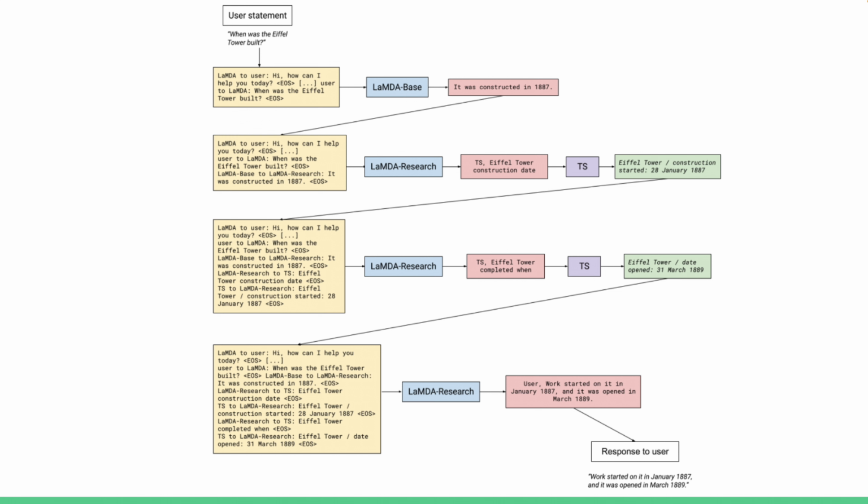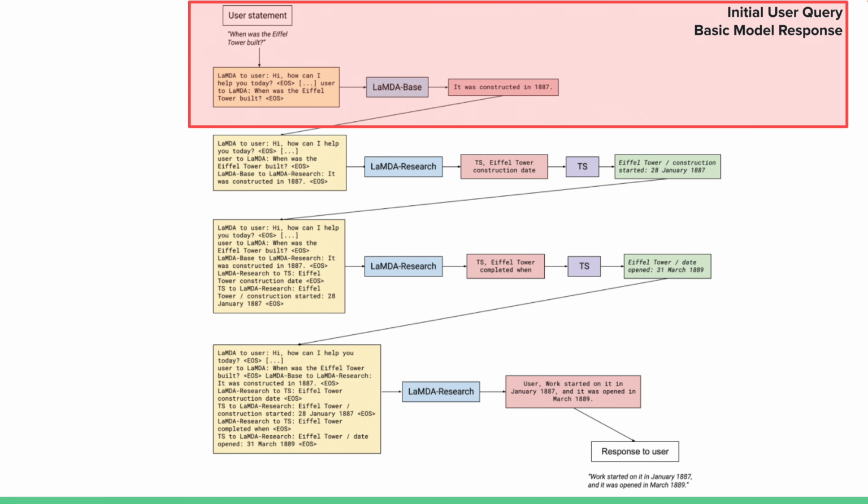We can roughly partition the process into 4 distinct steps. So in the first step, the user asks a simple question. For instance here, when was the Eiffel Tower built? LaMDA initially provides a basic response from its base model. It was constructed in 1887. While this is a technically correct answer, it lacks a lot of detail.